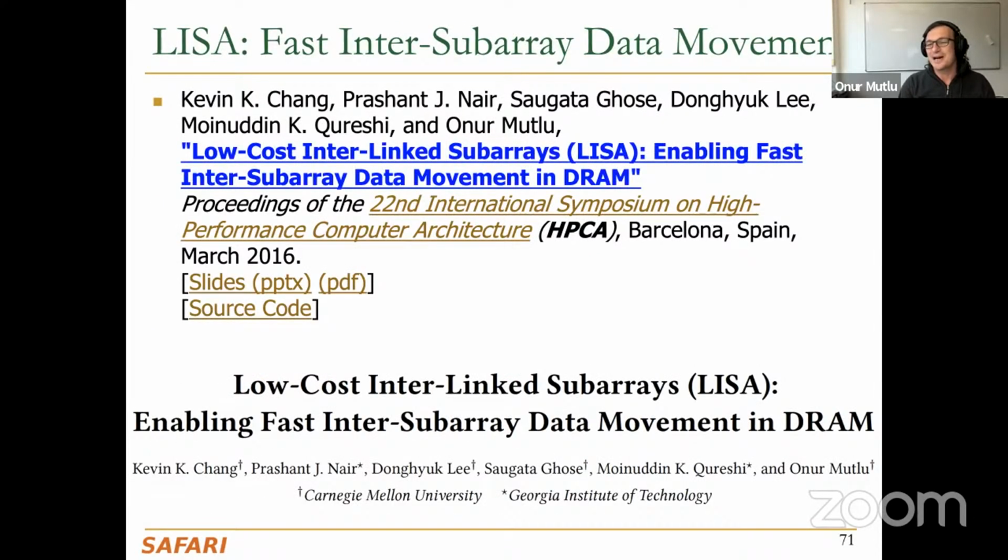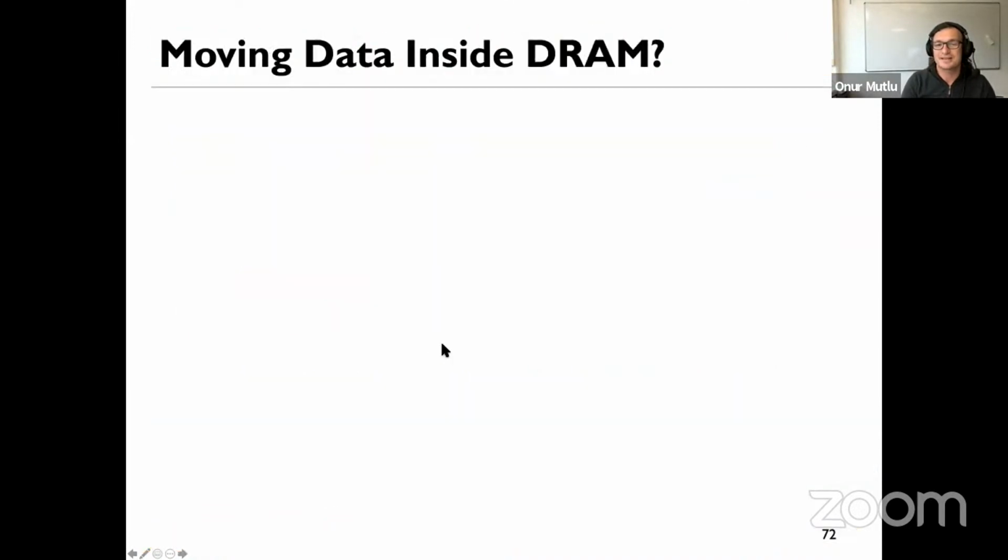Okay, now let me give you some cool ideas, let's say, on improving upon RowClone. So remember that one big weakness of RowClone was actually inter-subarray copies, right? RowClone was not good at inter-subarray copies. And this paper by Kevin and co-authors improves inter-subarray copies. So let's take a look at this.